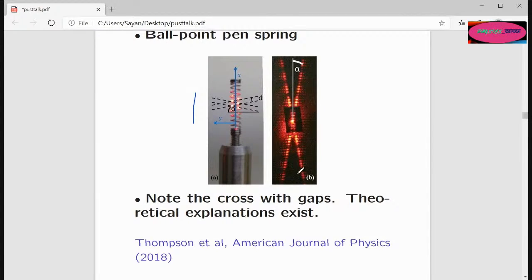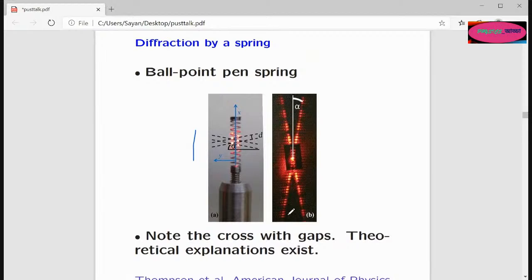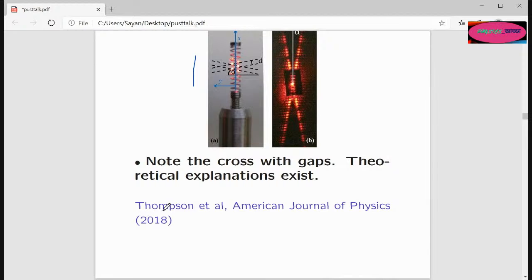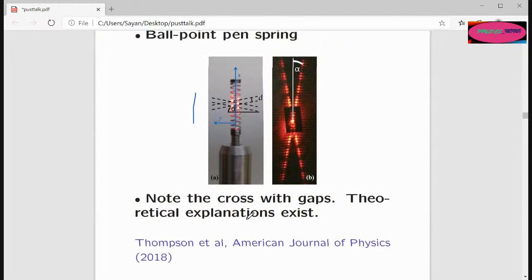And you can actually calculate what is the diffraction pattern that you would see on the screen, which is produced by nothing very, very difficult to get in your lab, but just a ballpoint pen spring. You just take it, put it up on a stand, shine a laser light, and you would see that cross pattern on the screen. So this is there in a nice paper by Thomson et al. A couple of years ago in American Journal of Physics.